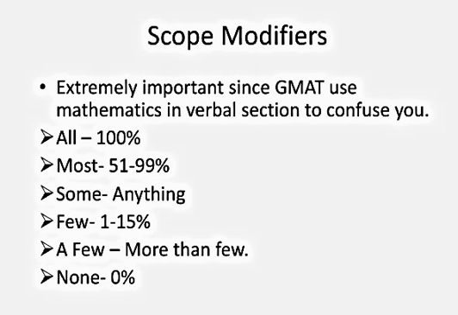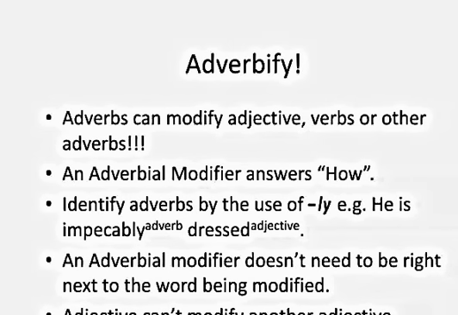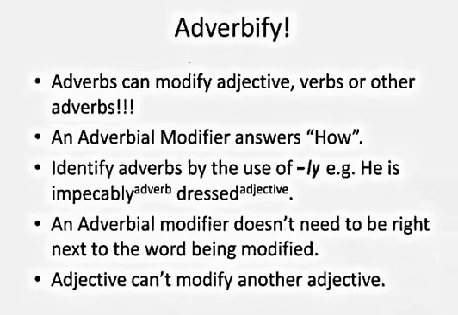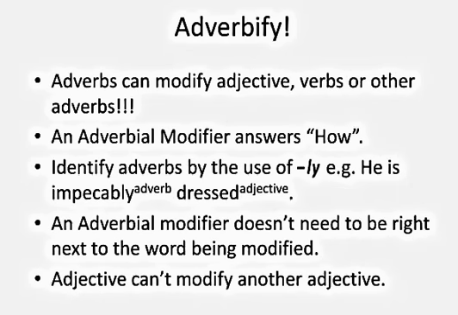So these are the scope modifiers. You have to know them. By knowing them, I don't mean you need to cram, you just need to know them. Then we look at adverbs. When you talk about adjectives, adjectives modify nouns. Okay, fine. What do adverbs do?